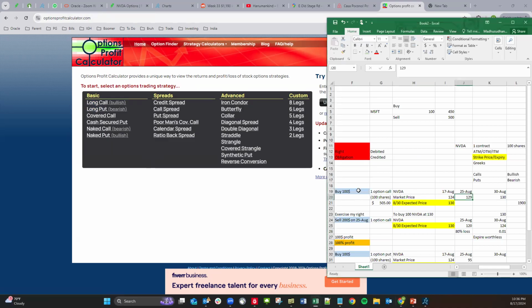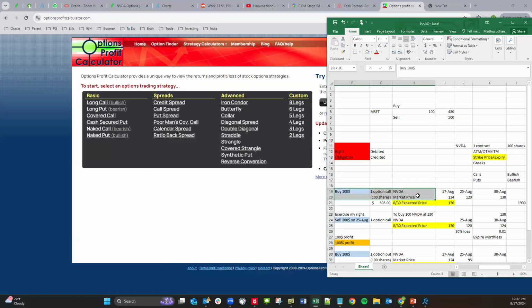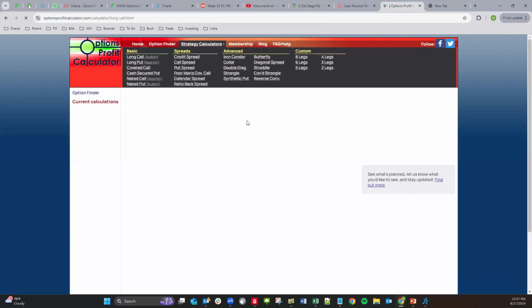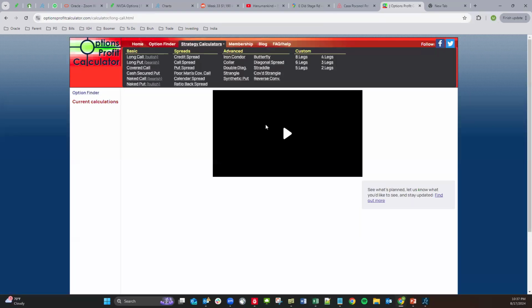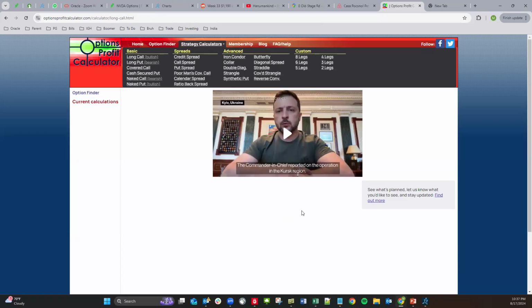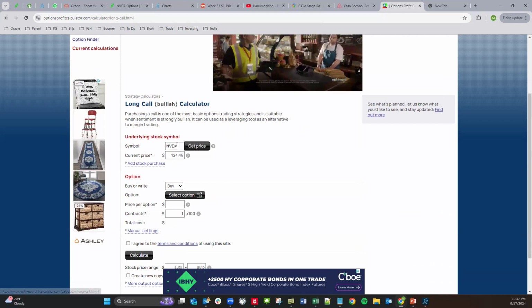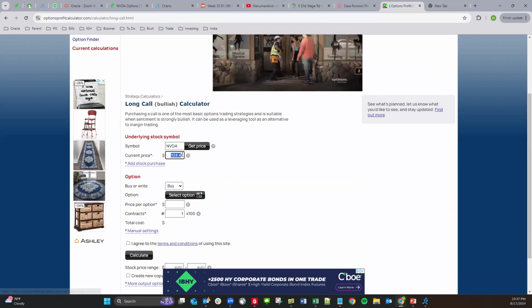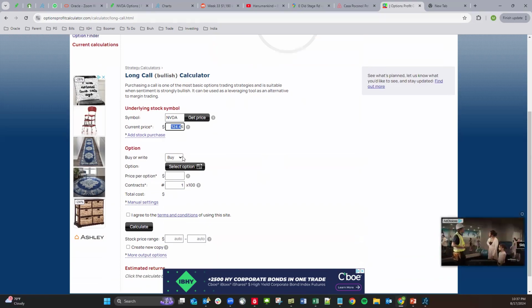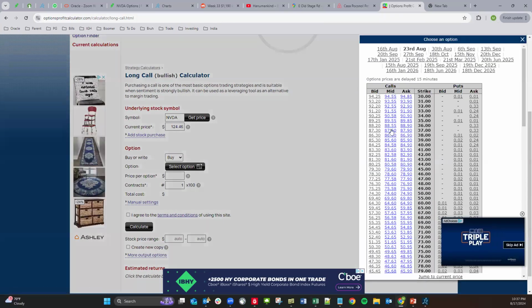Long call is essentially what we did here. We went long on one option for NVIDIA and then sold it. So I'll explain this, and then I'll go to Robinhood. If you do the same thing, let's say long call, and this takes the market price itself. Okay, sorry, it's loading. So NVIDIA. The current market price is 124, and I want to buy a long call.